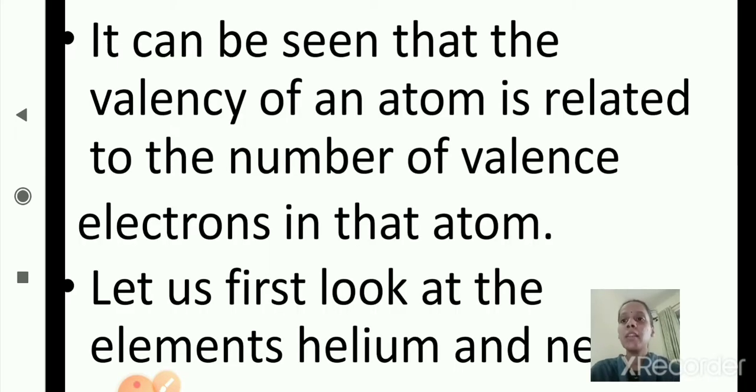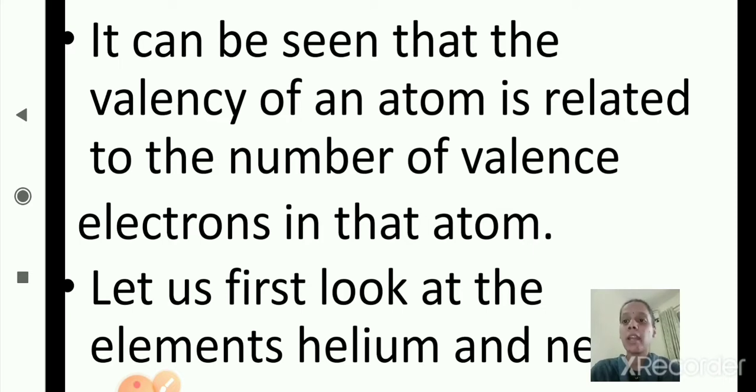It can be seen that the valency of an atom is related to the number of valence electrons in that atom. And the number of valence electrons, how will you decide? The number of valence electrons means the number of electrons which are present in the outermost shell. So the valency of any atom is related to the number of valence electrons in that atom.